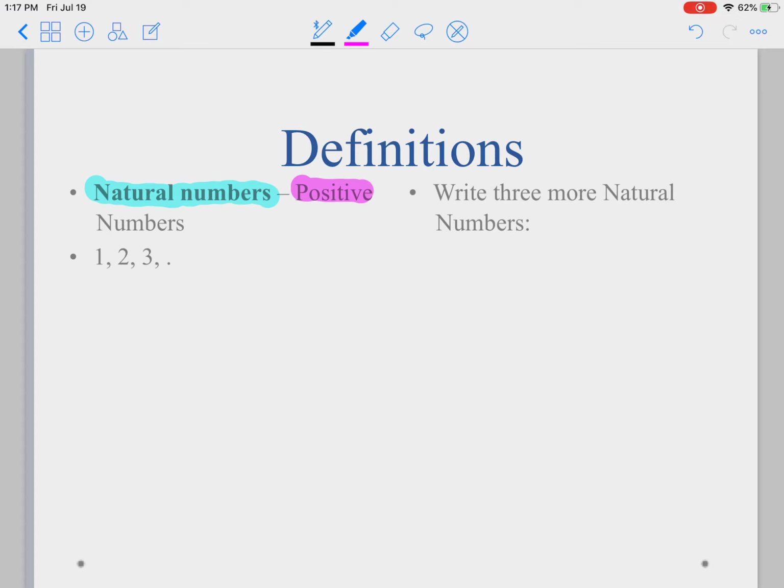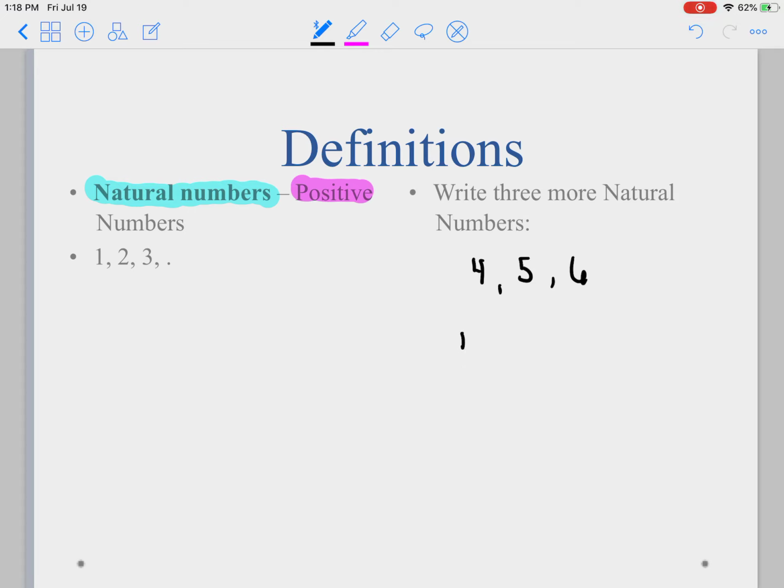If we were to write 3 more natural numbers, I'm going to encourage you to hit pause here, write 3 more natural numbers, and then I'm going to write 3 more. So the 3 that I'm going to choose, I've already mentioned them. We talked about counting for hide and seek. 4, 5, 6. Each of those, again, is a positive number. It is a counting number, but again, it does not have to be contained from 1 to 10.